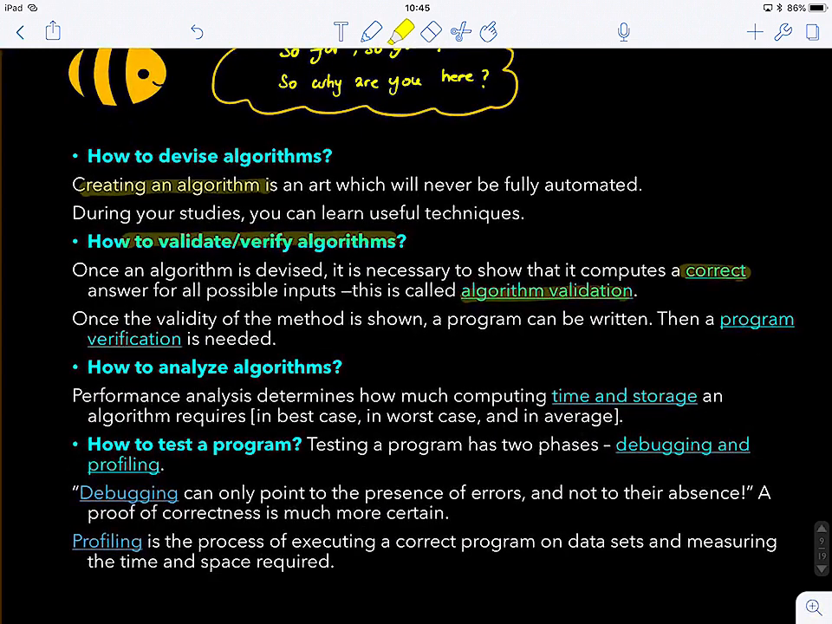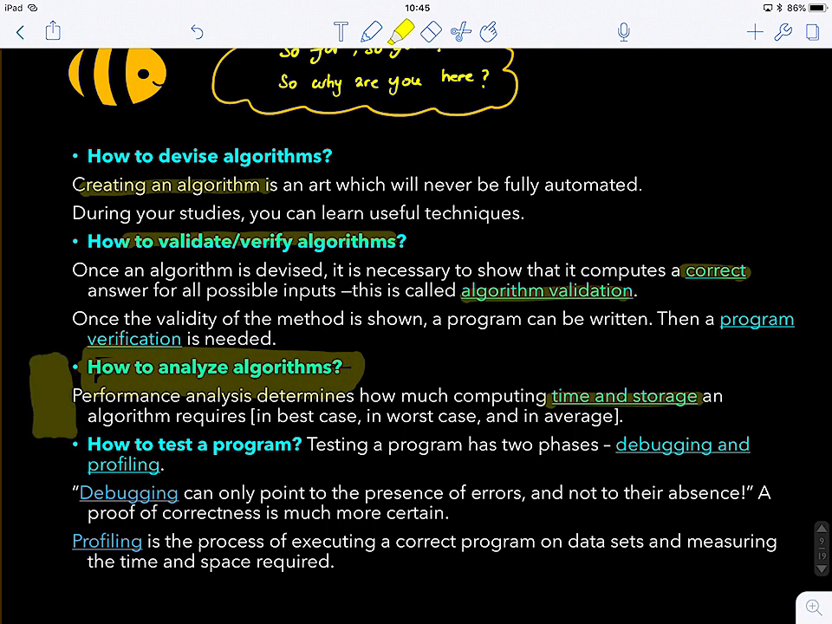Also, the thing that we will focus on in this course is how to analyze algorithms, how to analyze the performance of an algorithm in terms of time and storage. So this is, I would say, one of the main focuses of this course.